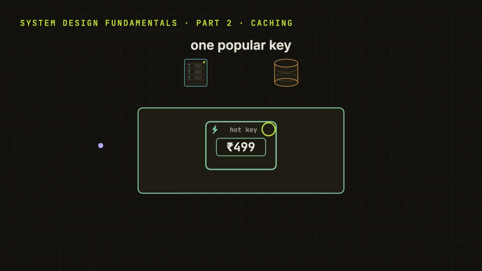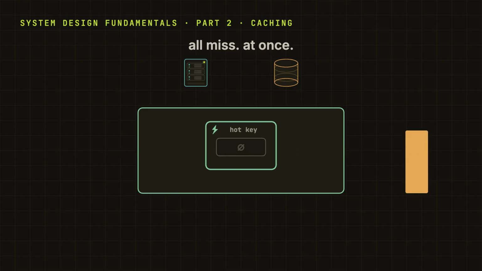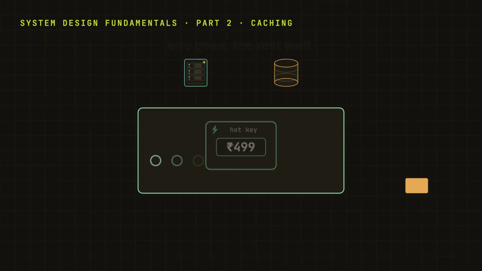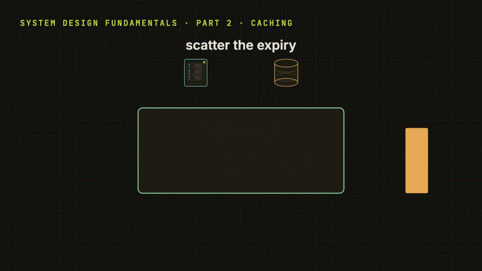And there is one more called a cache stampede. If a popular cached item expires, suddenly thousands of requests all miss at once and hit the database together, which can overwhelm it. And the fix is quite simple. You let one request go and rebuild the value while the others wait for it. And you spread the expiry times slightly so 1,000 keys do not expire in the very same second.